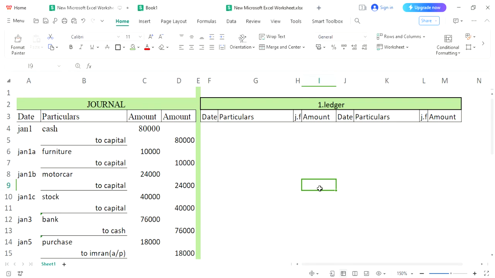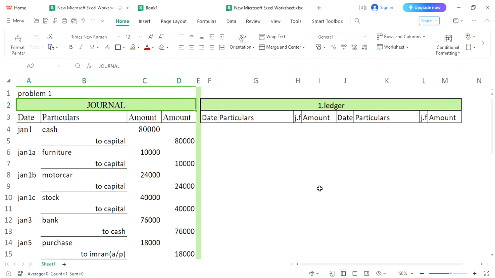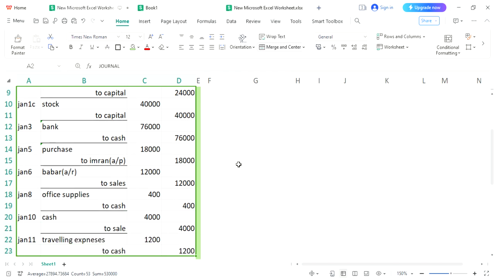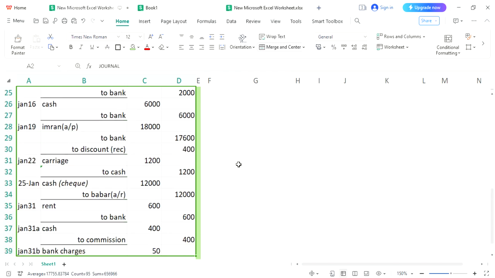Alright guys, welcome back, and we are doing problem number 2 over here. Let's mention first what we are doing is problem 1 of ledgers. Secondly, we have completed journal entries over here. Look at that. Every transaction present in the question is journalized.